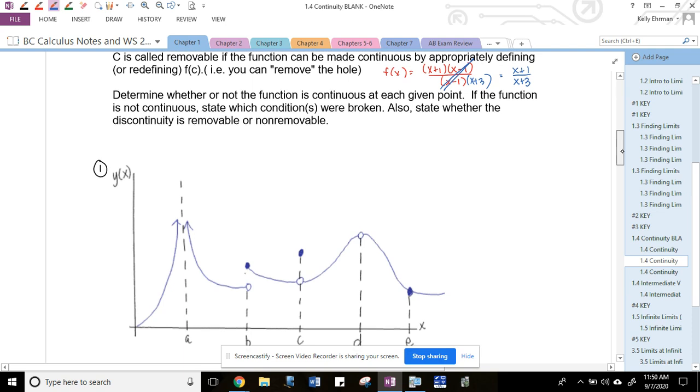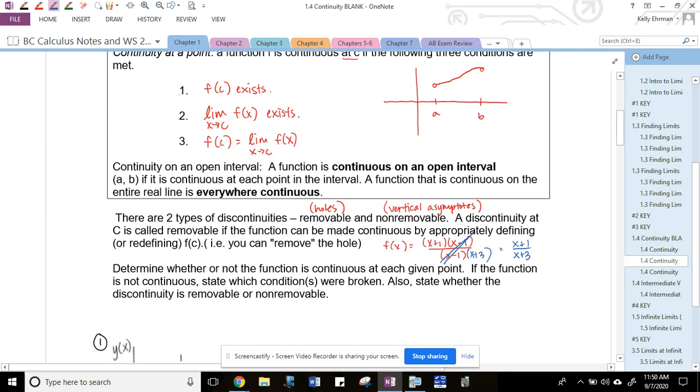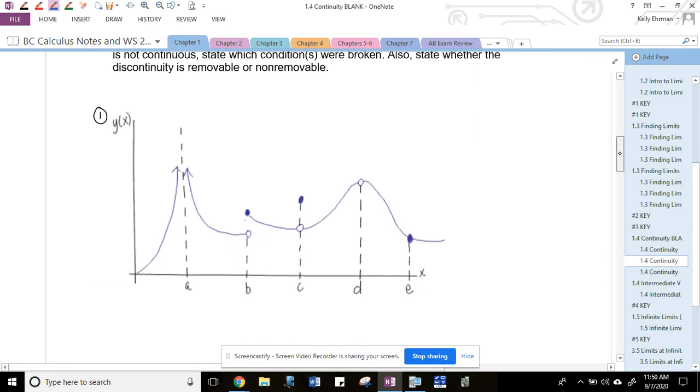So determine whether or not the function is continuous at each of these given points, a through e, and if it's not, we need to say which condition was broken. Going back here, is it condition 1, 2, or 3 that's causing us a problem?